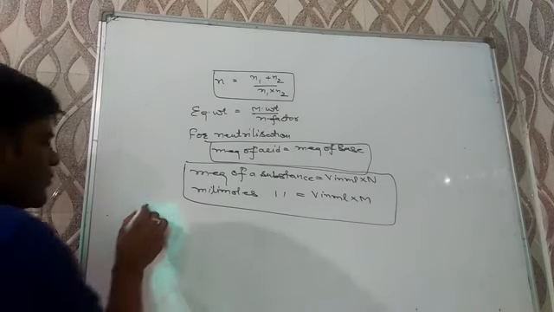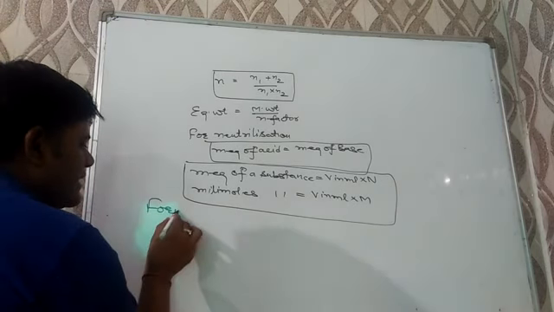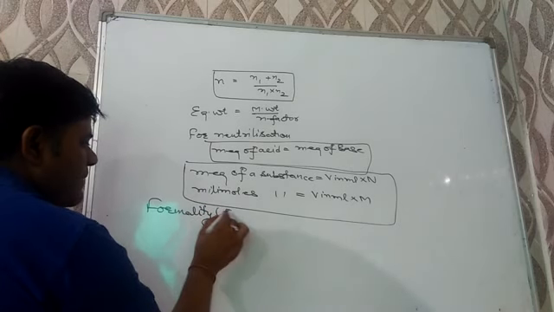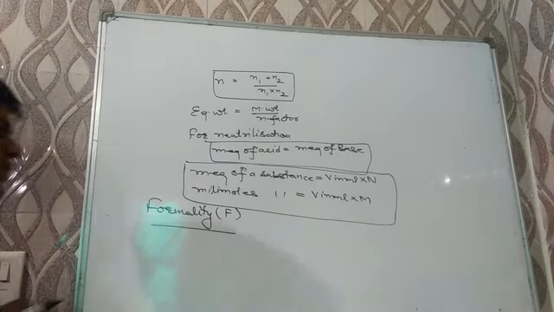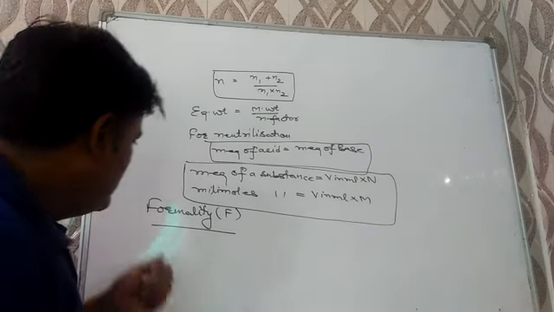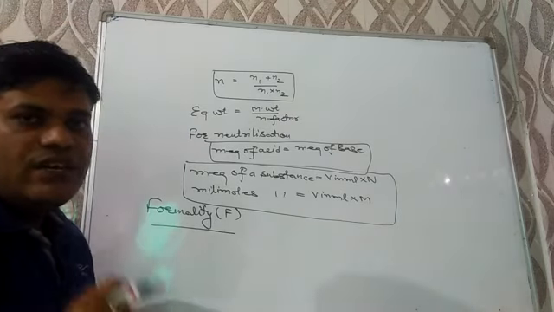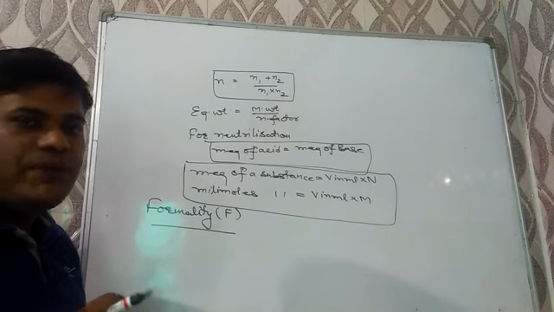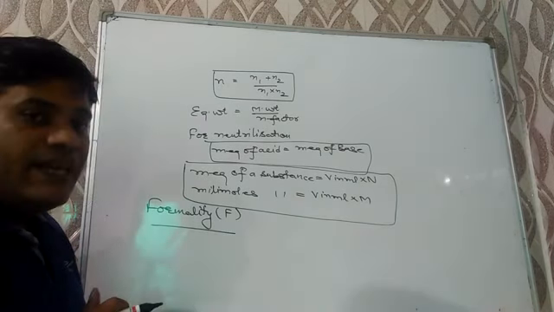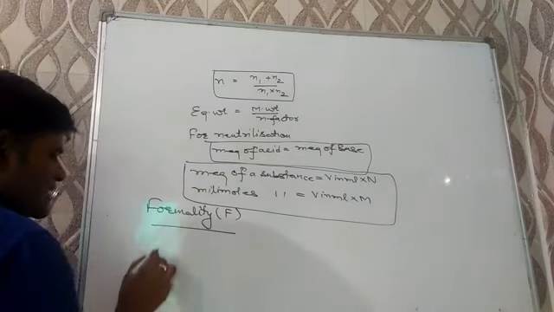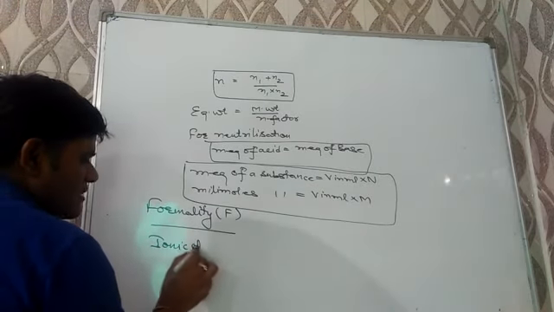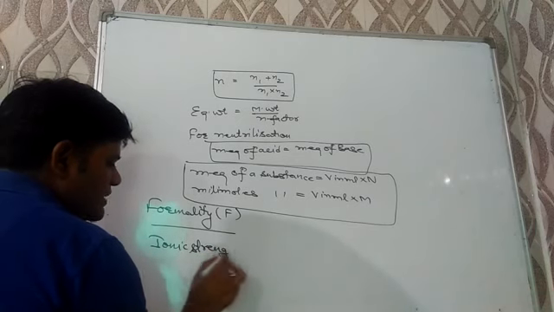And the last method to explain concentration is formality, denoted by capital F. Formality is the number of formula masses of ionic compound dissolved per liter of solution. And the last topic, ionic strength of a solution.